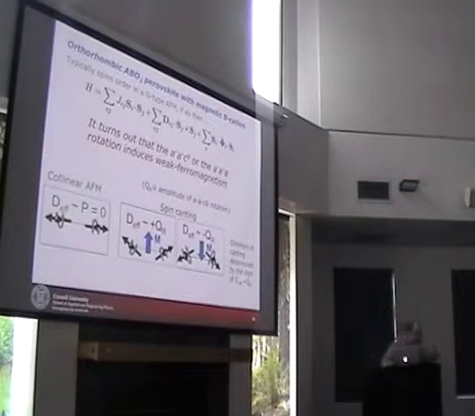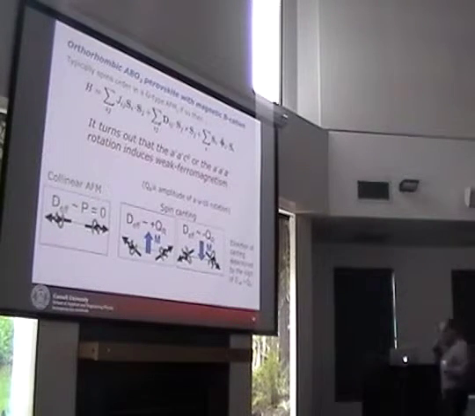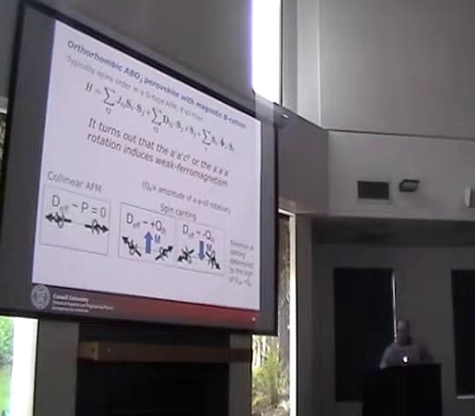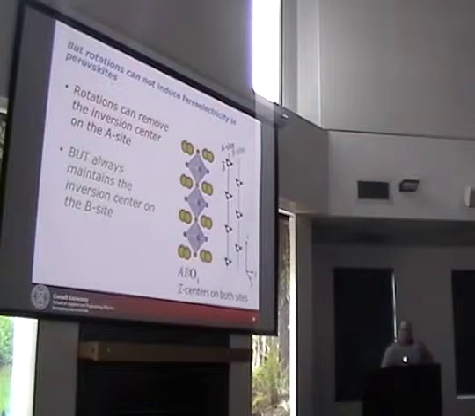So it would seem that if somehow we couple the electric field to the rotation, we can control the rotation, we can control the sign of the DM interaction. Long story short, because I'm running out of time, in simple perovskites, that can't happen. There's a very simple symmetry argument to see that. Again, it's not important, I'm running out of time.